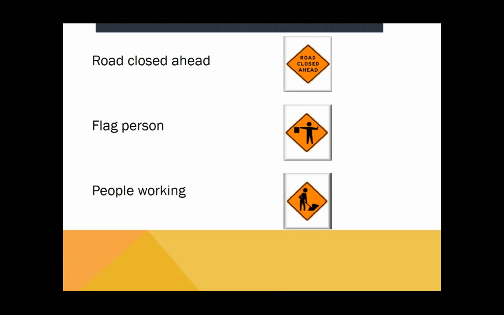Another one is people working. That one's really key because they're really big on construction safety, right? When there are construction workers out there, especially on busy highways like Anthony Henday, cars are going by at really, really high speeds. So they show you that people are working or that workers are present in order for their safety.